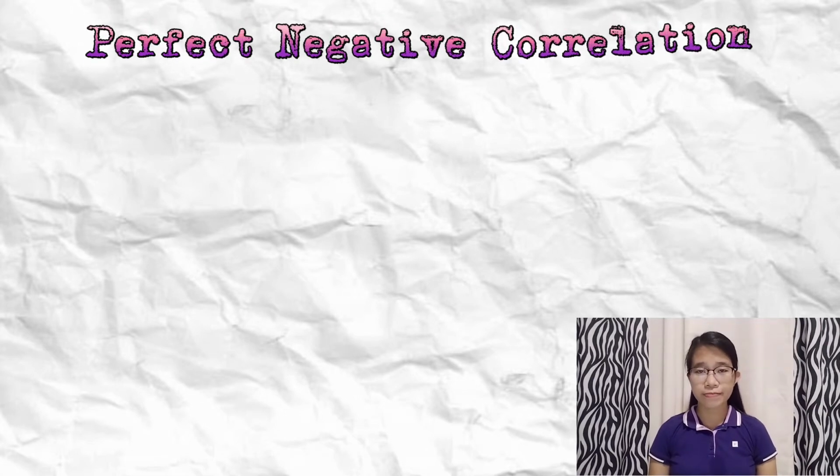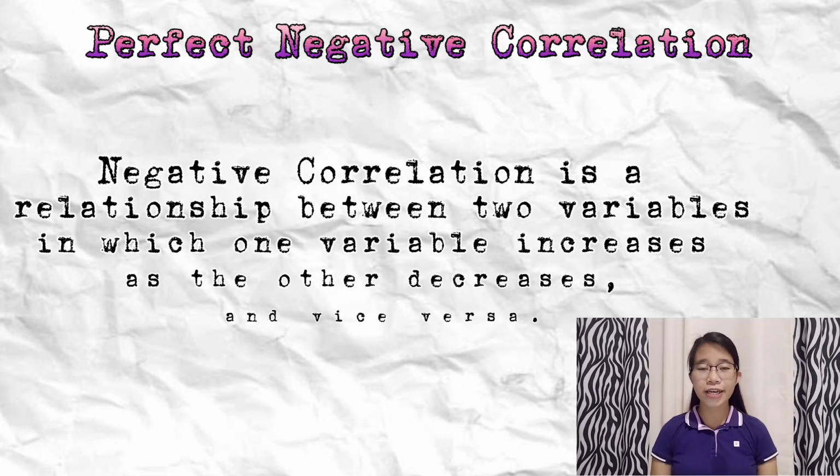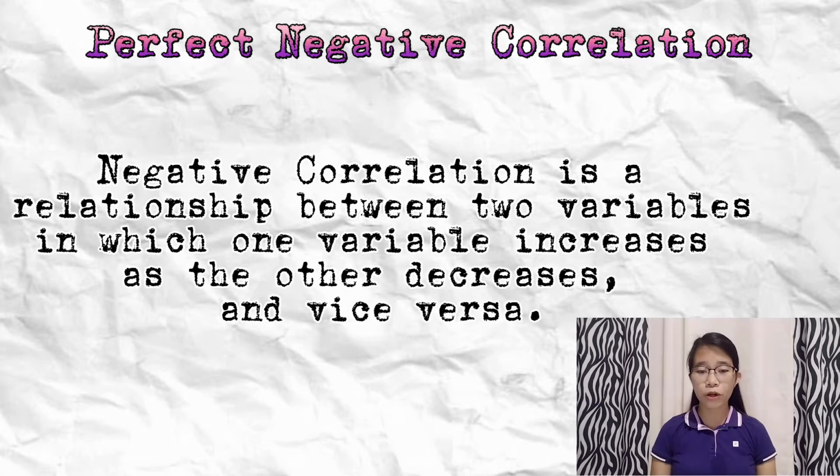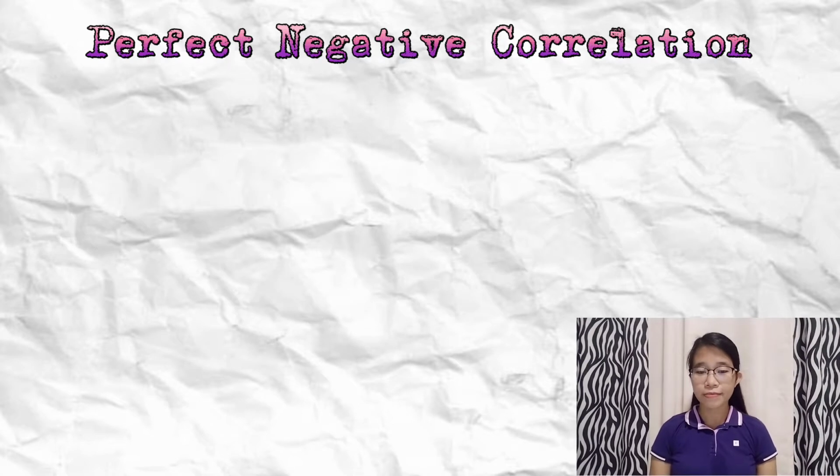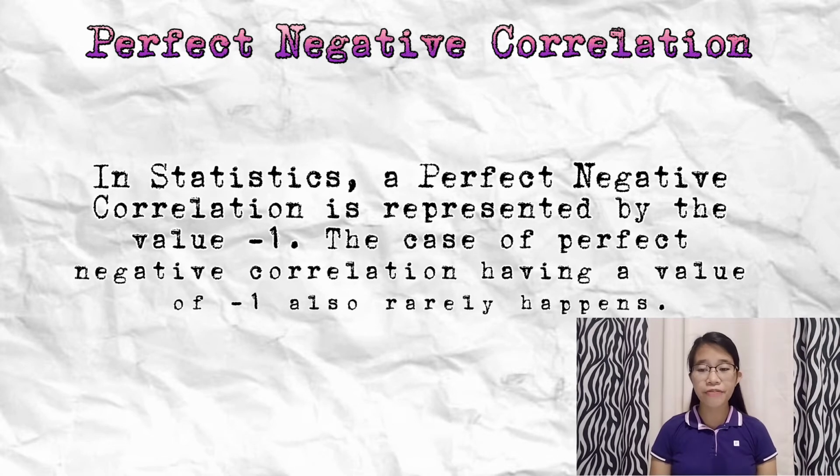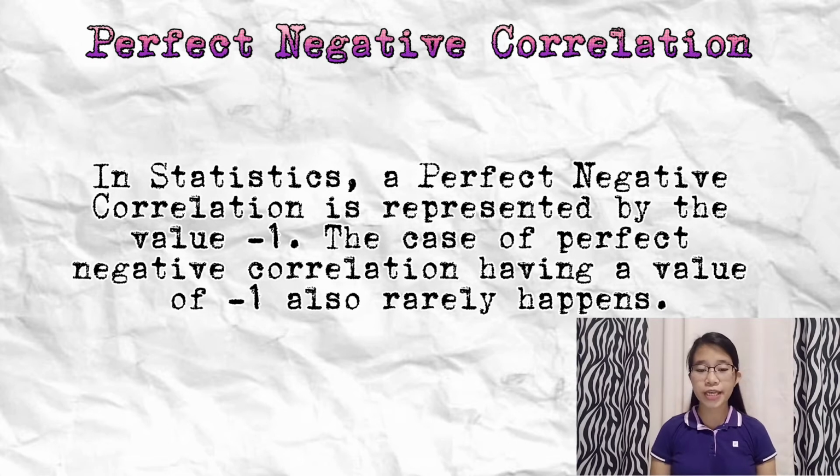By the way, for you to follow my report, kindly open your book on page 195 to 196. So, what is a perfect negative correlation? Negative correlation is a relationship between two variables in which one variable increases as the other decreases and vice versa. In statistics, a perfect negative correlation is represented by the value -1.